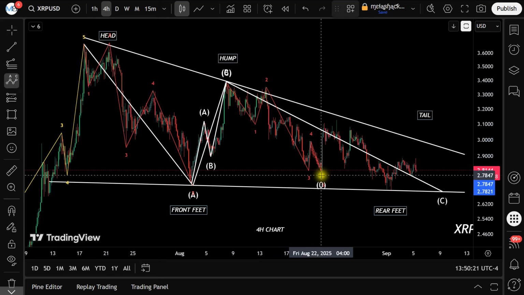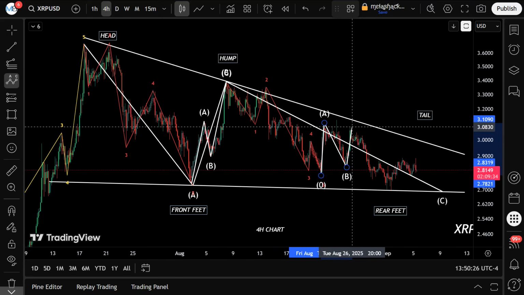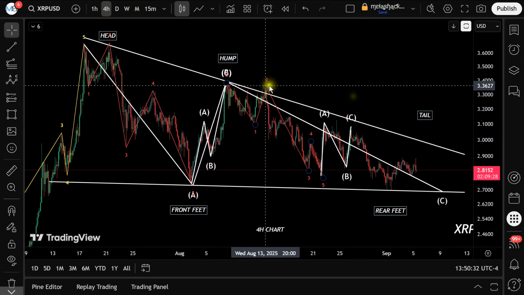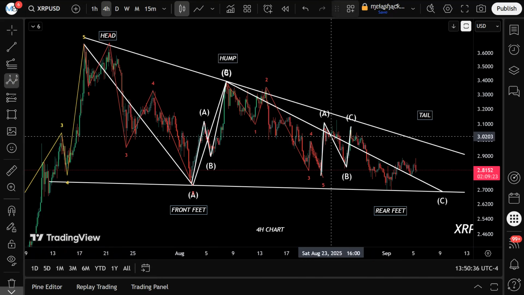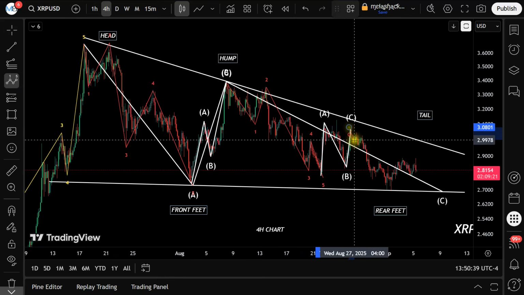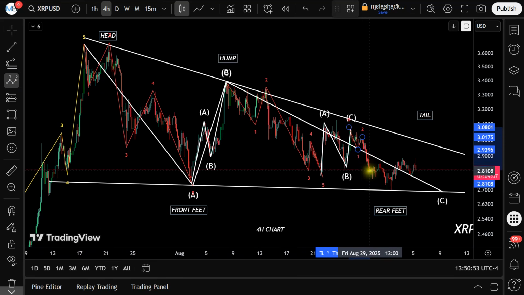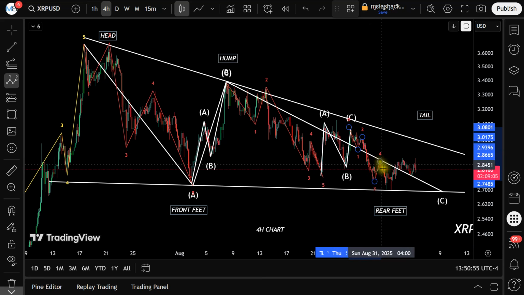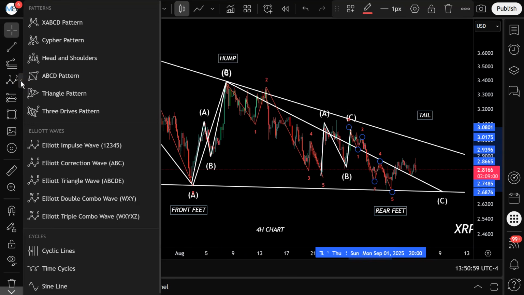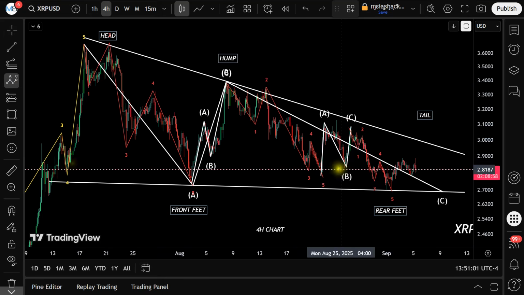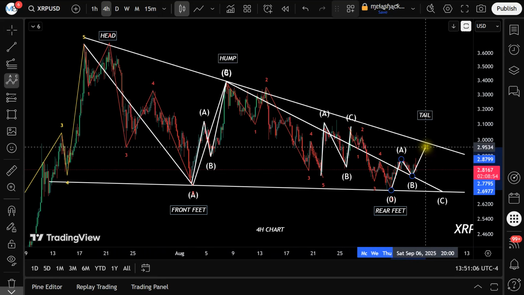We have a 3-wave move right here in the form of a flat. And where we're currently trading, another 5-wave move to the downside, right here. And we're currently working on another ABC right here.